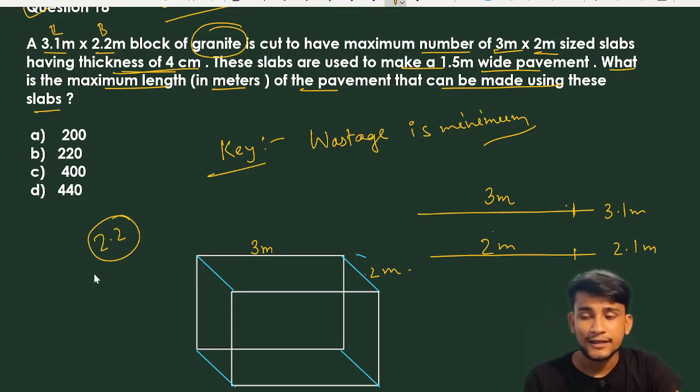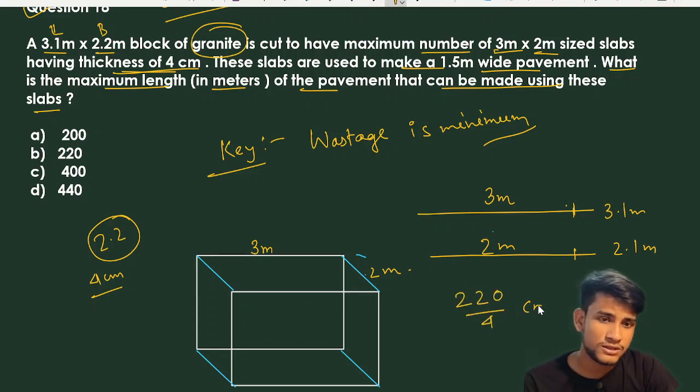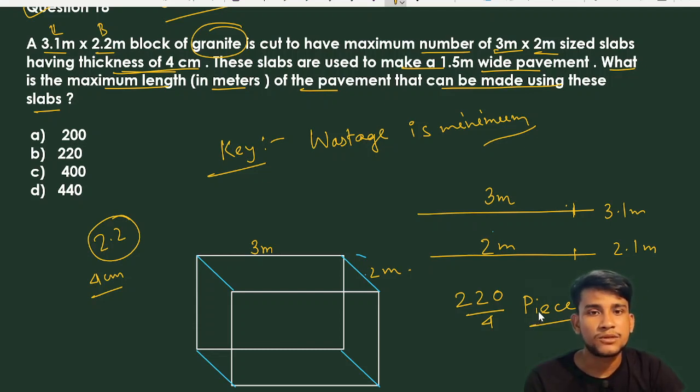Okay, so if you slice the height by 4 centimeter each, then the total number of slabs will be what? 2.2 meter, and 2.2 meter means what in centimeter? Meter, decimeter, centimeter. So 220 divided by 4 centimeter. Or you can say this is the total pieces of slabs. So this is equal to 55 pieces of slabs.